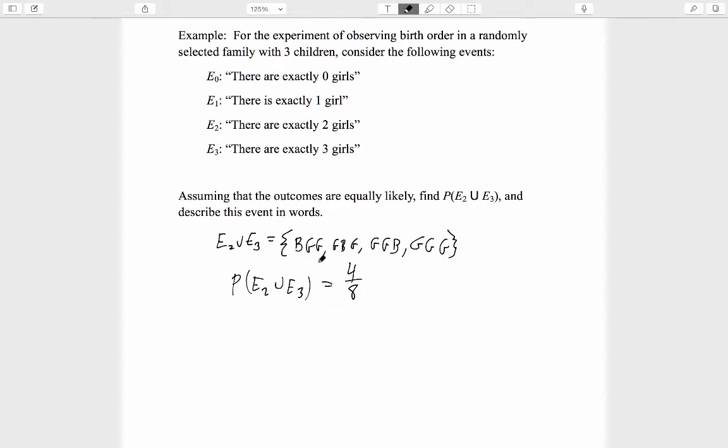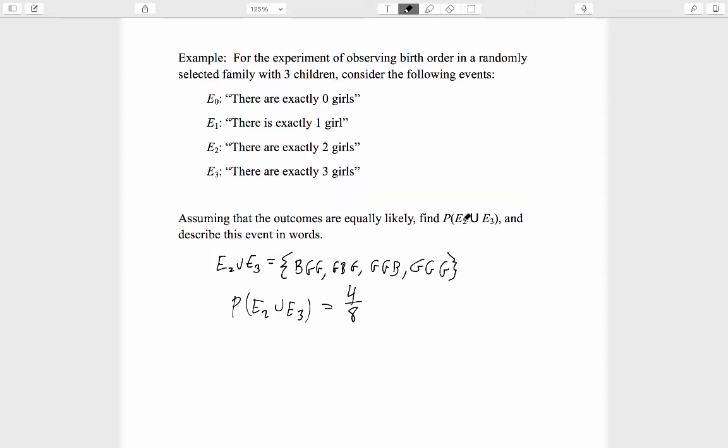To describe this event in words, we could say, there are at least 2 girls, or there is more than 1 girl, or there are 2 or 3 girls. All of these are perfectly correct. But the point I really want to make here is that you don't need to say exactly 2 or exactly 3 or both, since the or both is superfluous. A family cannot have exactly 2 and also exactly 3, so it's enough to say 2 or 3. In general, when you talk about unions, you need to think about the or both, but in this particular example, E2 and E3 had nothing in common, and therefore the or both played no role.